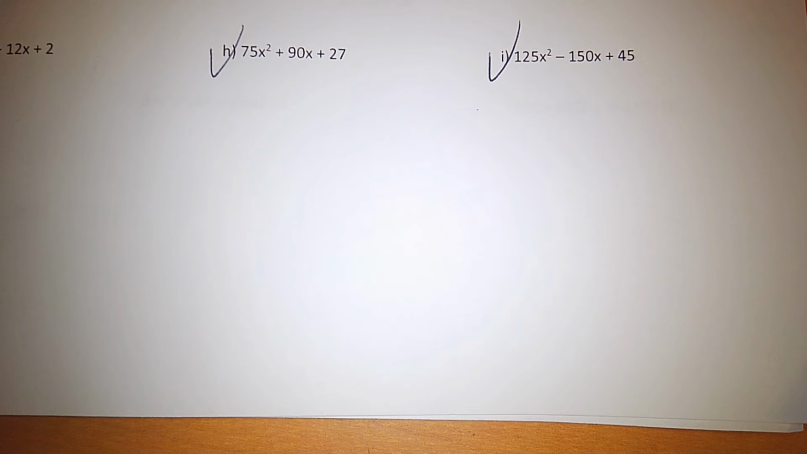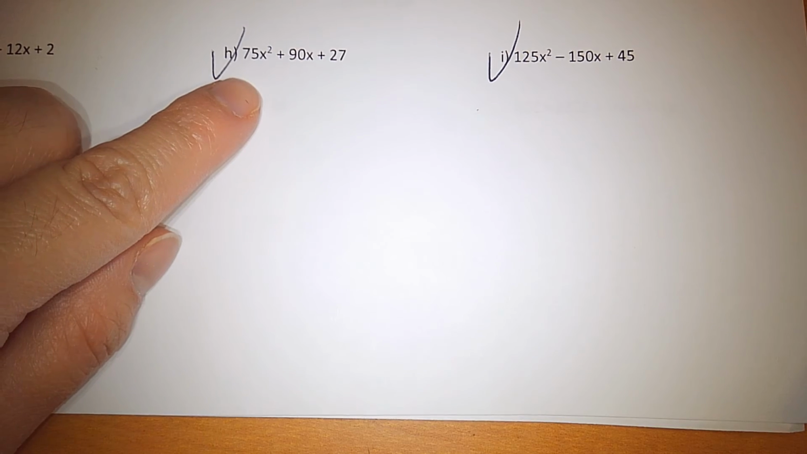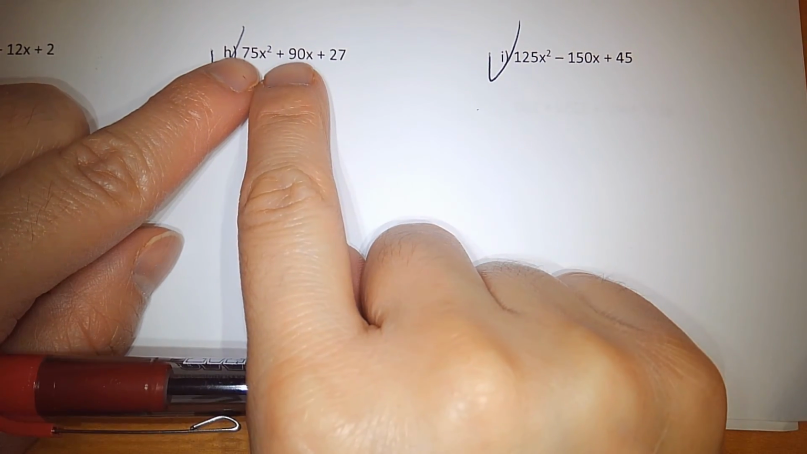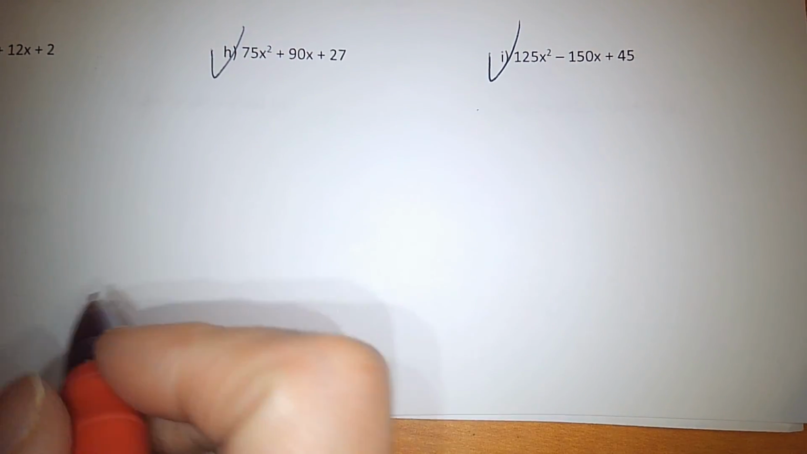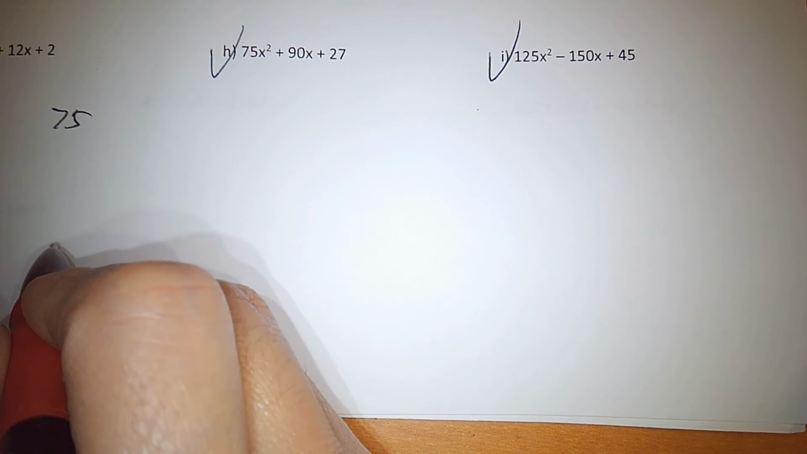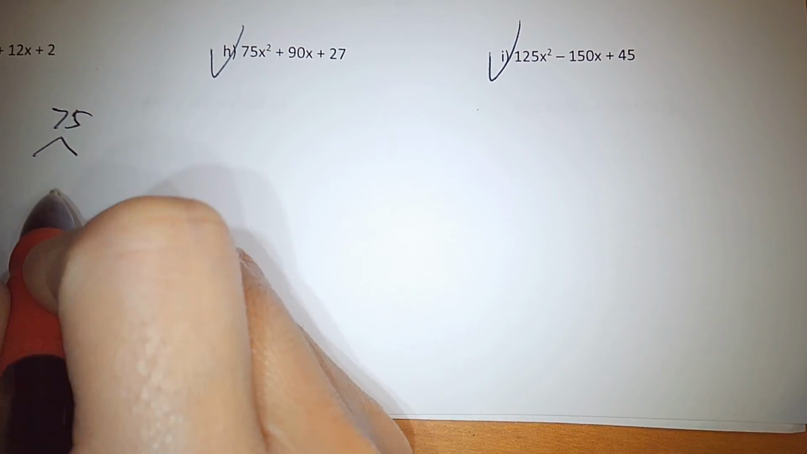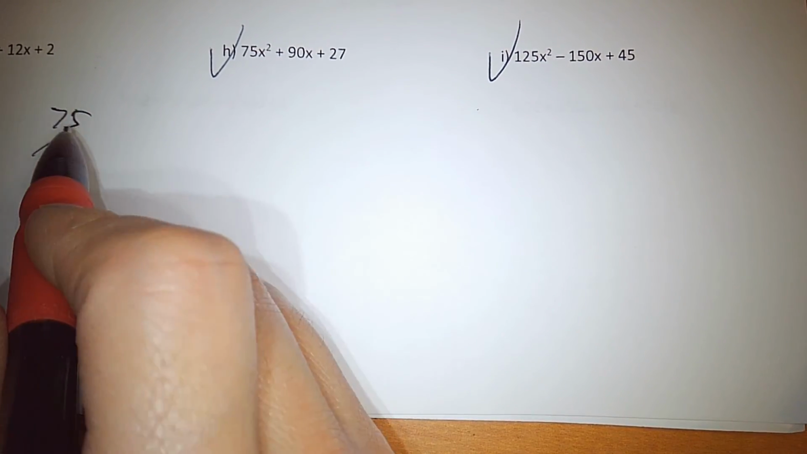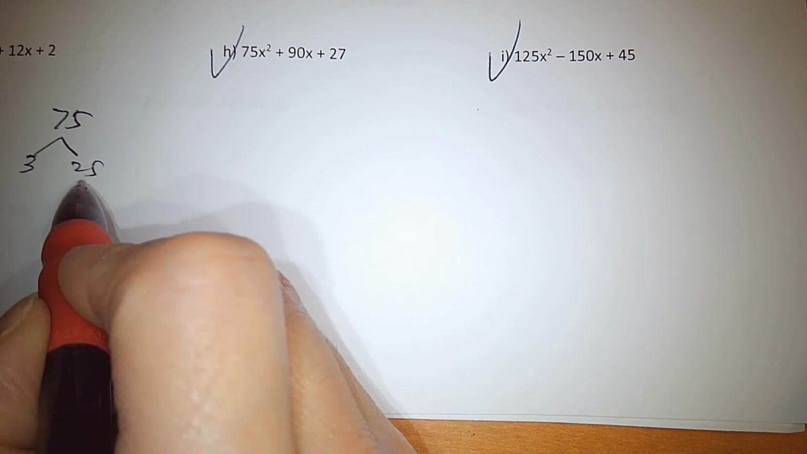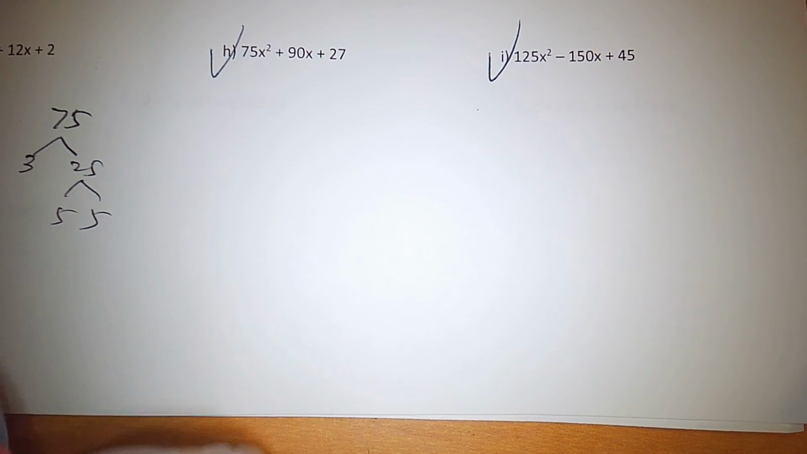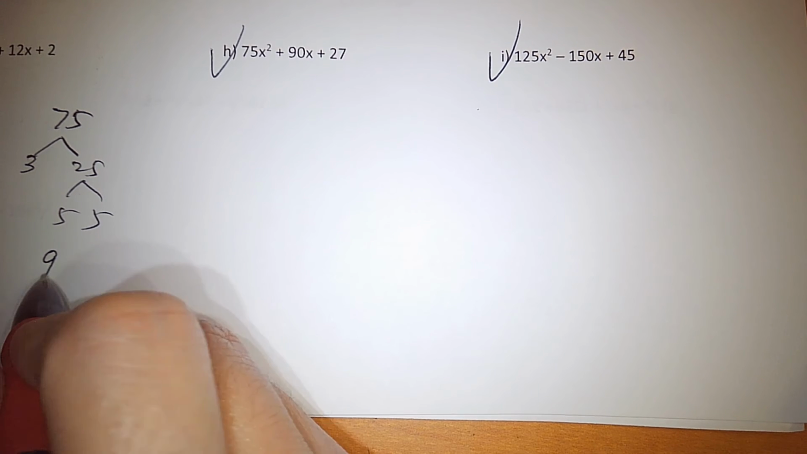Think about 75, 90, 27. Any greatest common factor? Don't just stare at it. Factor, right? Remember factor? How do you find the greatest common factor for 75, 90, and 27? What do we do? Remember? We factor, right? Factor 75 to be what? 3 times 5 times 5, right? So 3, 5, 5. How about 90?